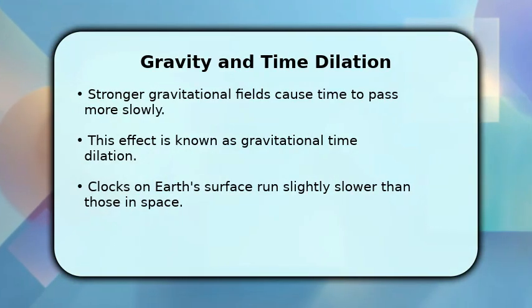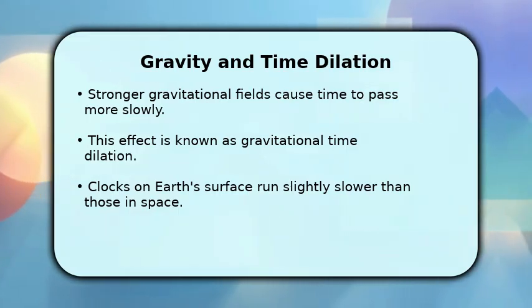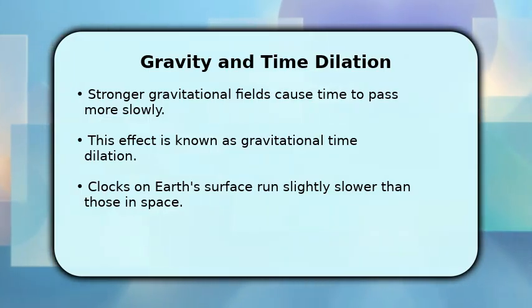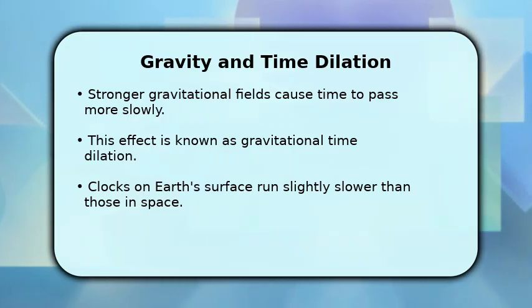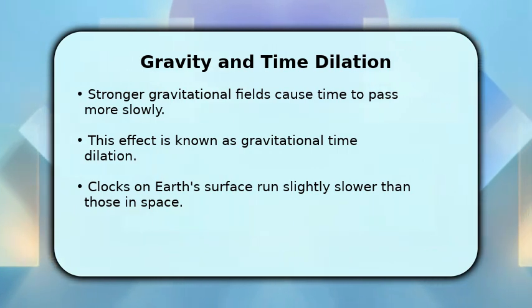One major way to experience time distortion is through gravity. The stronger a gravitational field, the slower time passes. This is called gravitational time dilation. For instance, clocks on Earth's surface run ever so slightly slower than clocks on satellites orbiting hundreds of miles above. Imagine a clock near a supermassive black hole. It would tick incredibly slowly compared to a clock far away, demonstrating a profound difference in the passage of time.